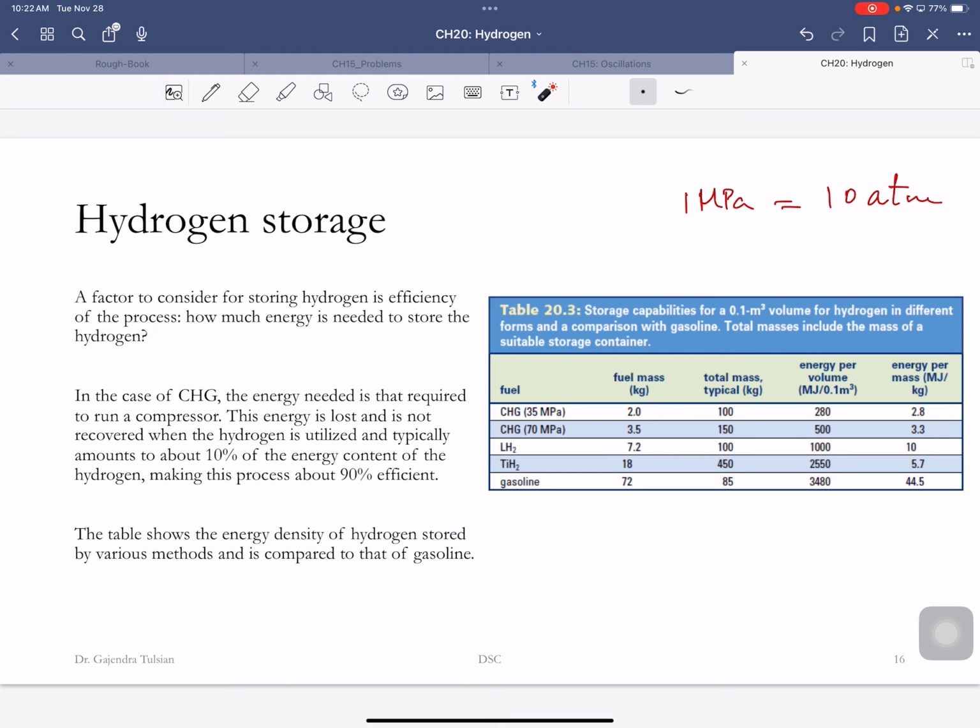With compressed hydrogen gas, wouldn't you still be getting basically more miles out of it since it's more efficient?